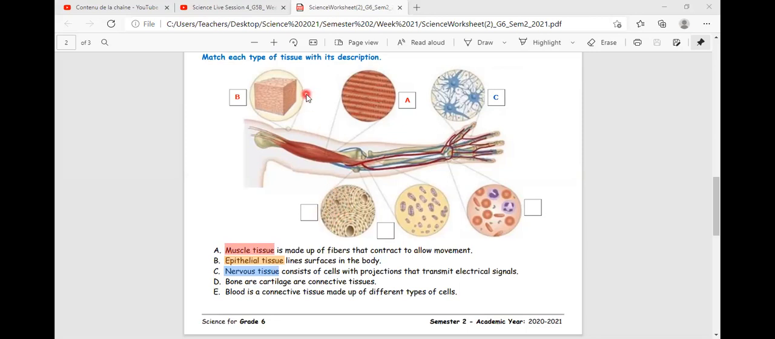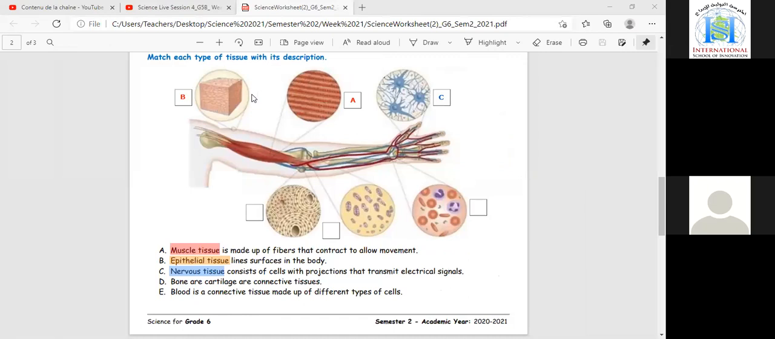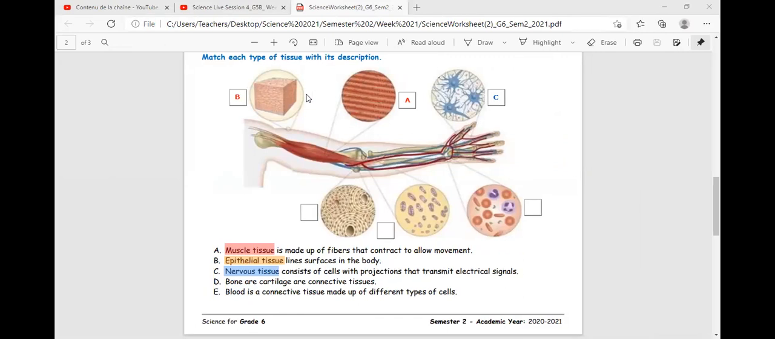Yalla. These cells that look like circles. Bone cells. And the connective tissues. Bone. These are bones. D. Bone and then blood. Which one is blood, this one or the last one? The last one. Okay.